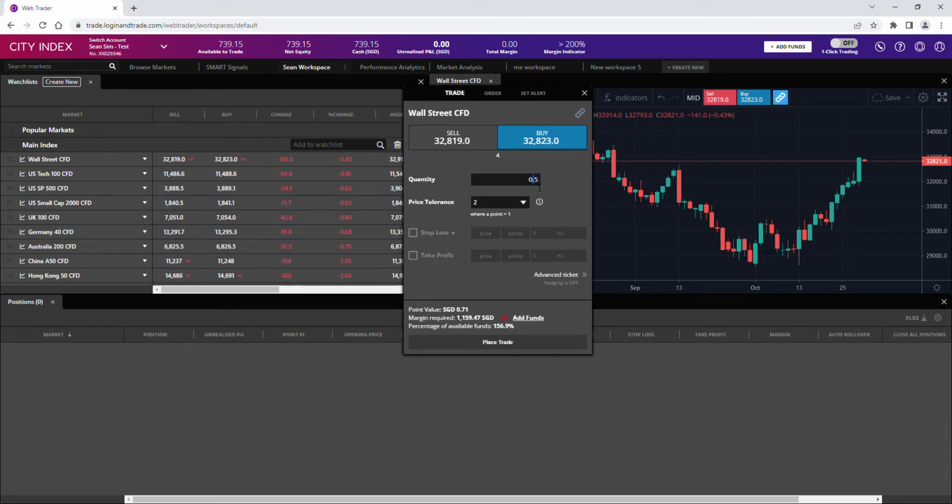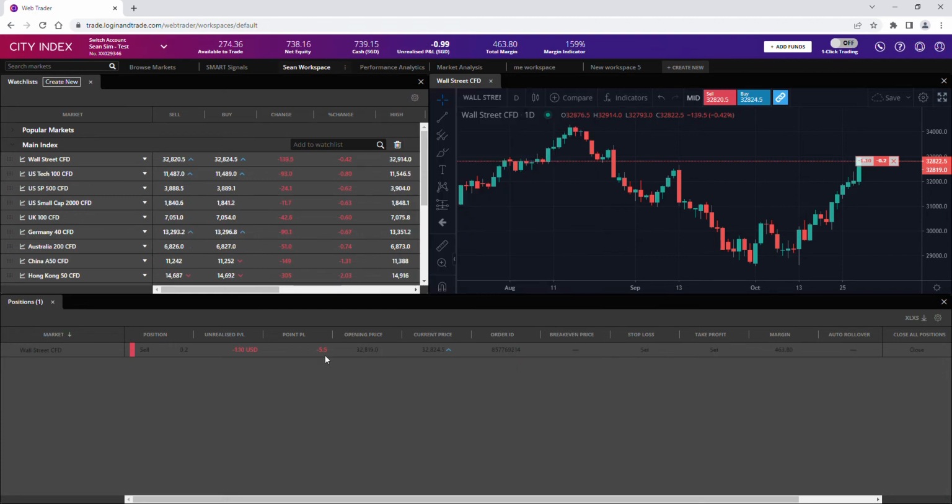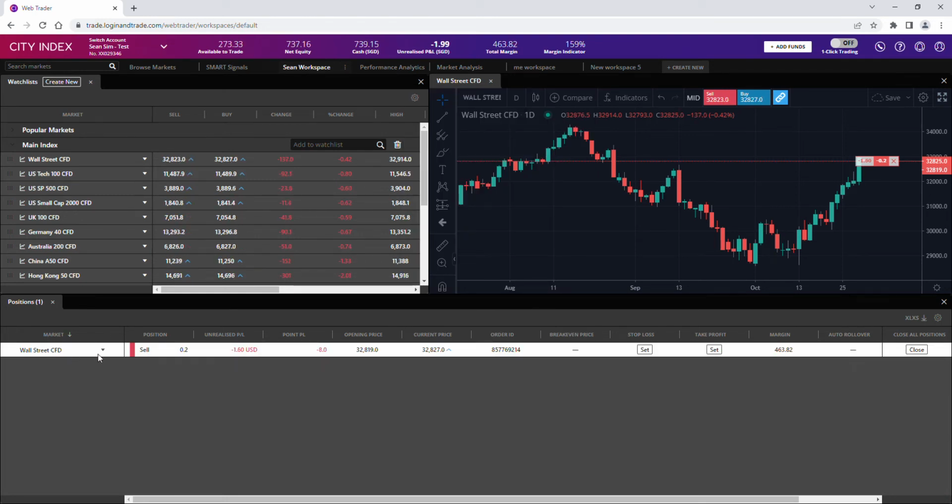So what should I do next? I should either top up the cash if I want to do this trade, or reduce my quantity size instead. For this trade, I would like to place a short instead. It will still have the same margin requirement. After that, hit place trade. The trade has executed. In your positions tab, you will see Wall Street, a sell position of 0.2 unit. The unrealized P&L will start from negative, mainly due to the spread, because you are paying the spread first. And the margin requirement will show you here.